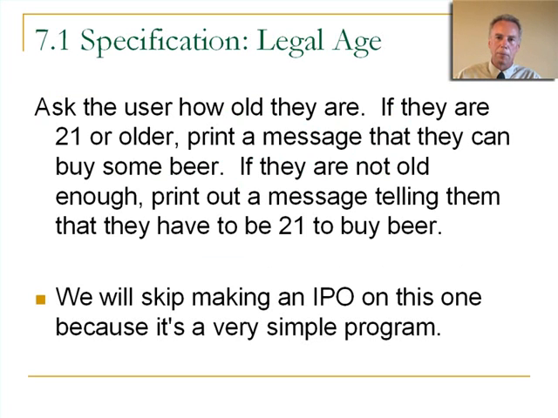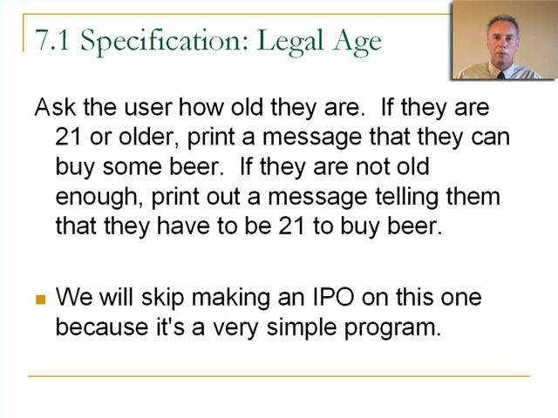So here's our first problem statement. It's just for fun, and it's very small. We're not even going to make an input process output diagram for this. So we're going to write a program that will do the following. Ask the user how old they are, and then the user will type their age, and if they are 21 or older, print a message that they can buy some beer. If they're not old enough, print a message telling them that they have to be 21 to buy beer. So we're going to write an if statement that compares their age to the number 21 using relational operators.